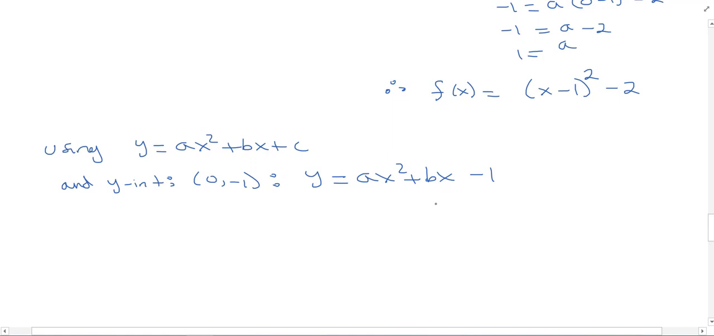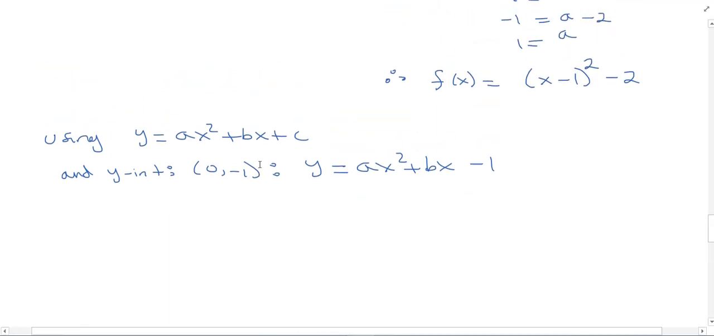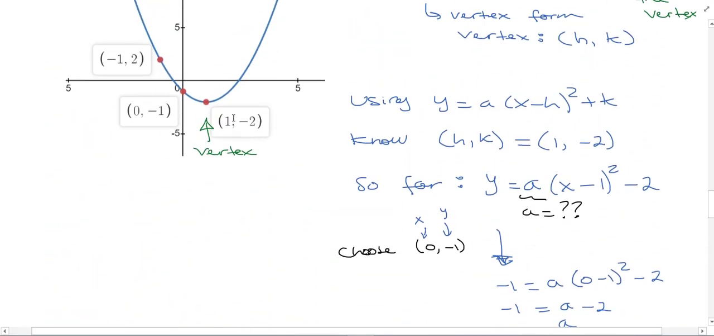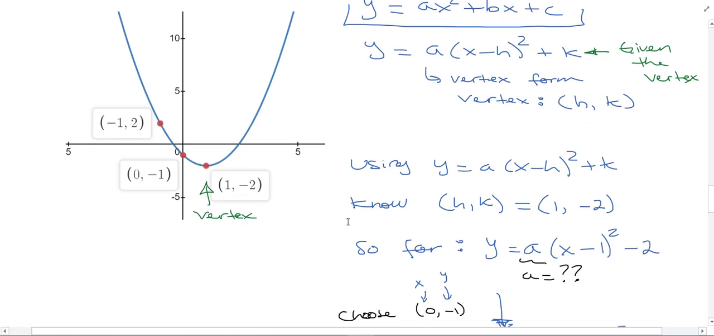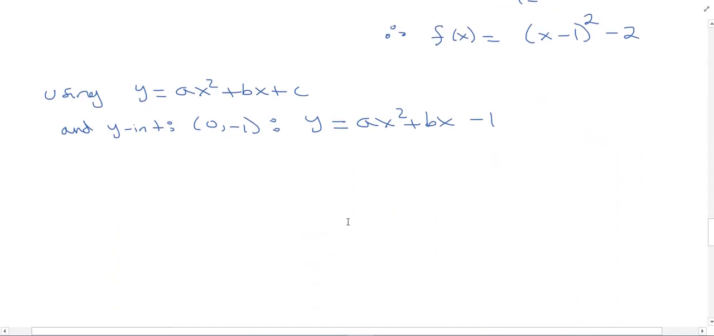So far I have that. So now, how do I find a and b? We will use our other 2 points. So we do have the vertex and we have negative 1, 2. But remember, if you didn't have the vertex, you wouldn't be able to do it this way. So that's why we're using the standard form. So if this point 1, negative 2 was not the vertex, there are still 2 points that I know. So I have negative 1, 2, and 1, negative 2. So what can we do with those?